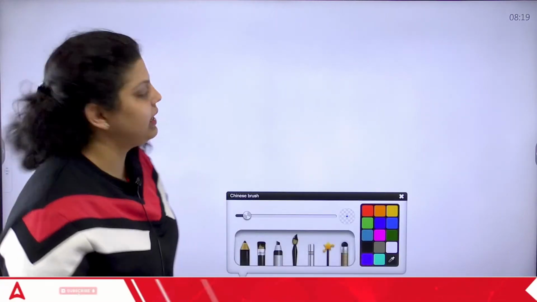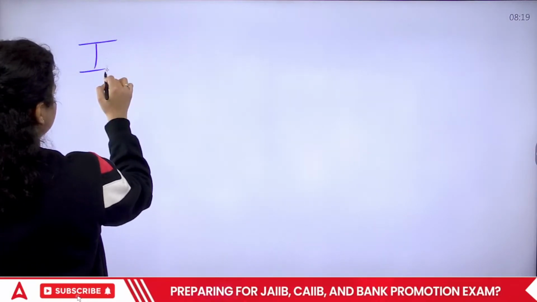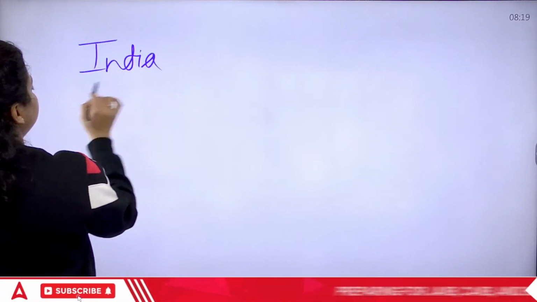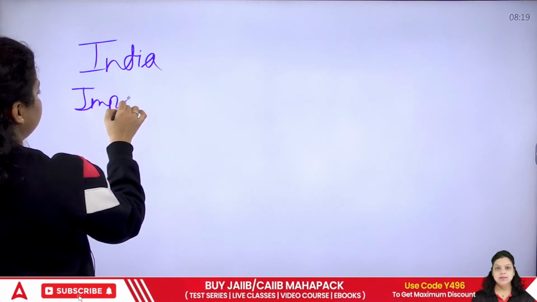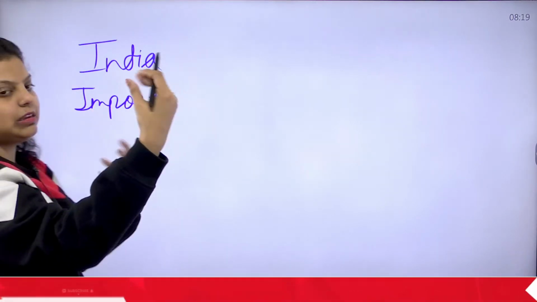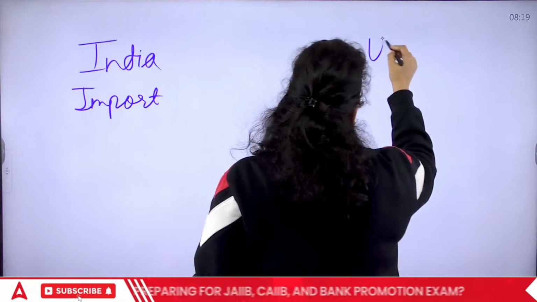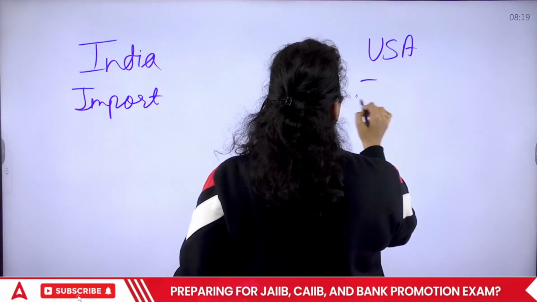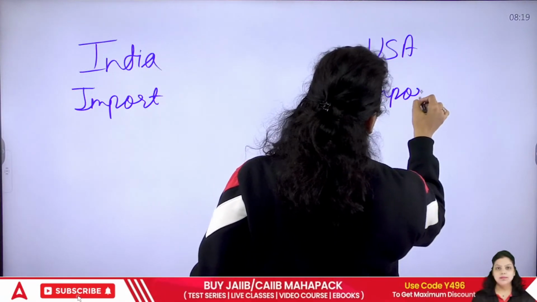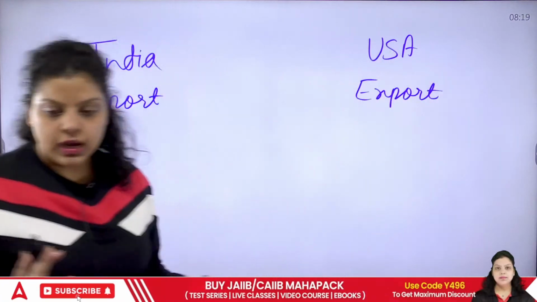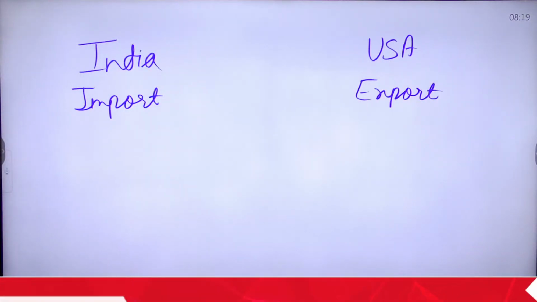So let's take an example of export and import. Let's say there are two countries, one is India. In India, we are importing certain goods, we are doing import. It means we are purchasing goods from abroad. And there is another country, that is USA, and that country is doing export. Export means selling goods to abroad. So this is what export and import is.